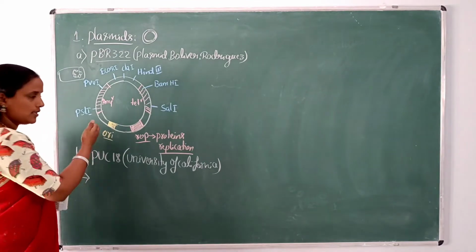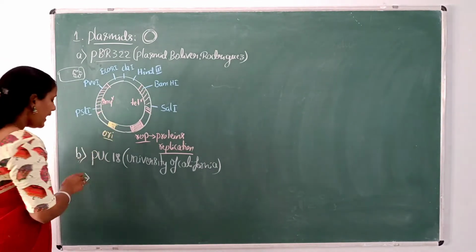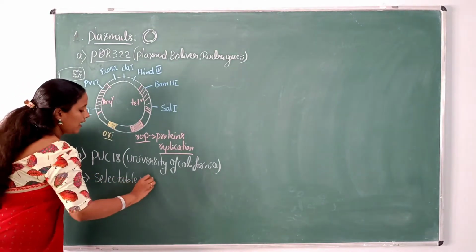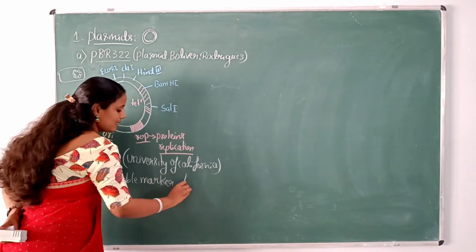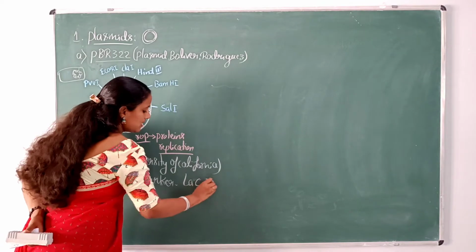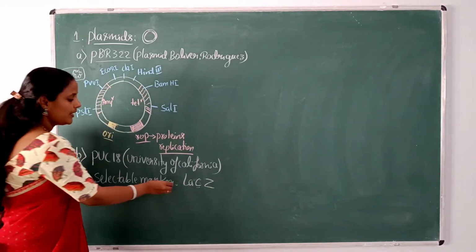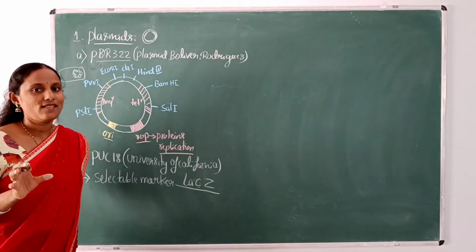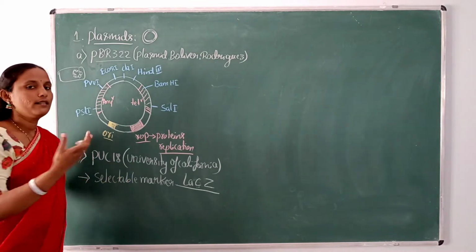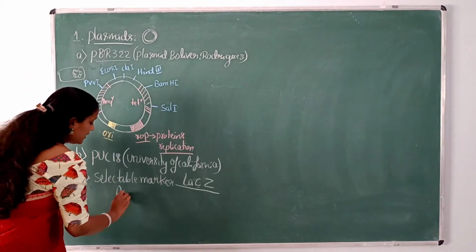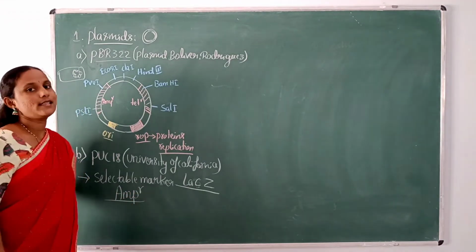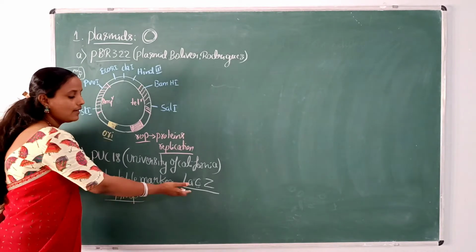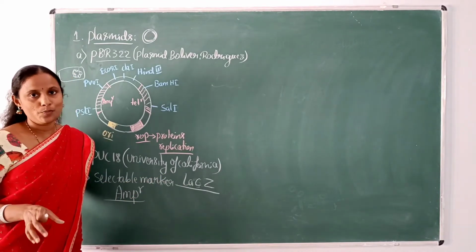The difference between these two is that it has LacZ as a selectable marker. We have discussed the alternative selectable markers, right? So it has LacZ, which is responsible for producing the beta-galactosidase enzyme, as we have studied. And it has another antibiotic resistance gene, the ampicillin resistance gene, as a selectable marker. Both are present: the antibiotic resistance gene and the alternative selectable marker LacZ.